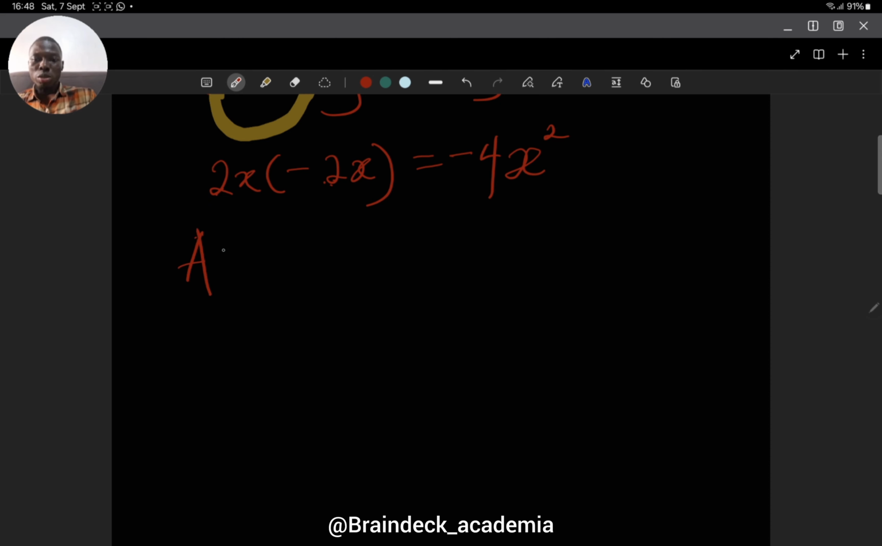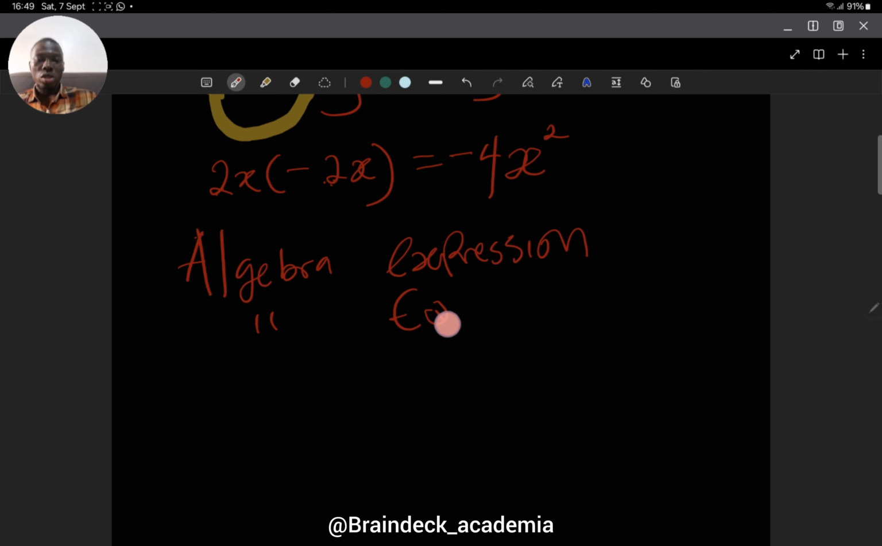We have an algebra expression, and we also have an algebra equation. So what makes an algebra expression different from an algebra equation? Simple. An algebra expression is just the combination of different terms with the help of an algebra operation without the presence of an equal sign.